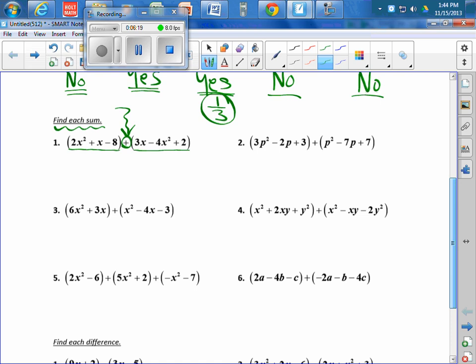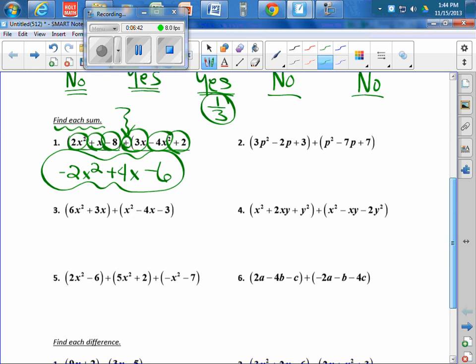Anyway, what you're going to do is you're going to add the things that are the same. So I'm just looking at this right here, 2x squared, and I'm going to combine it with minus 4x squared. 2x squared minus 4x squared is negative 2x squared. x plus 3x is plus 4x. Negative 8 plus 2 is negative 6, and you've just added your first two polynomials here. In number 2, 3p squared plus p squared is 4p squared.